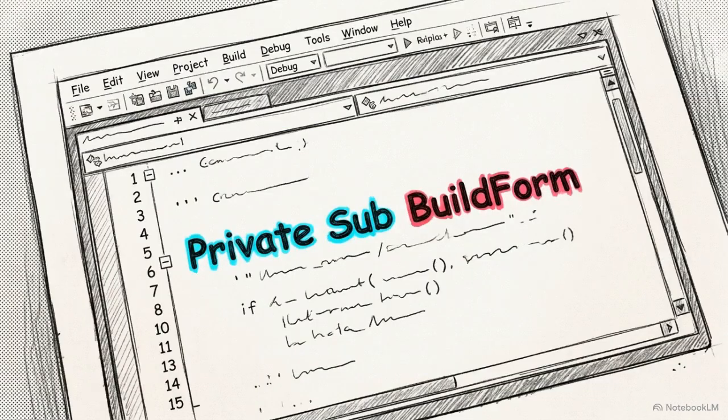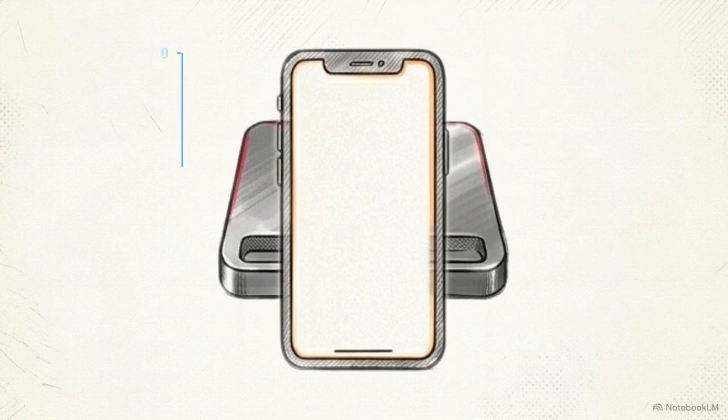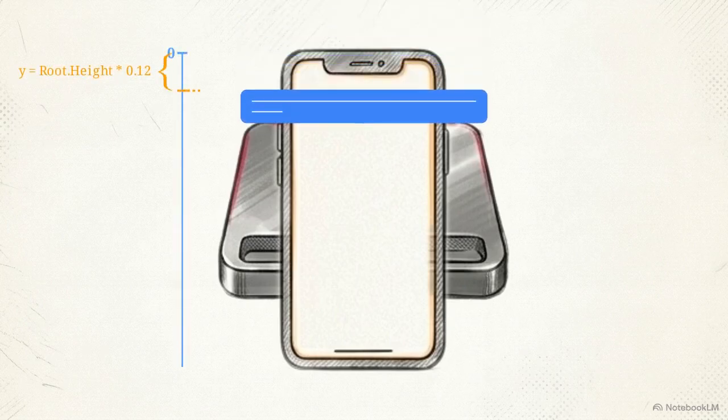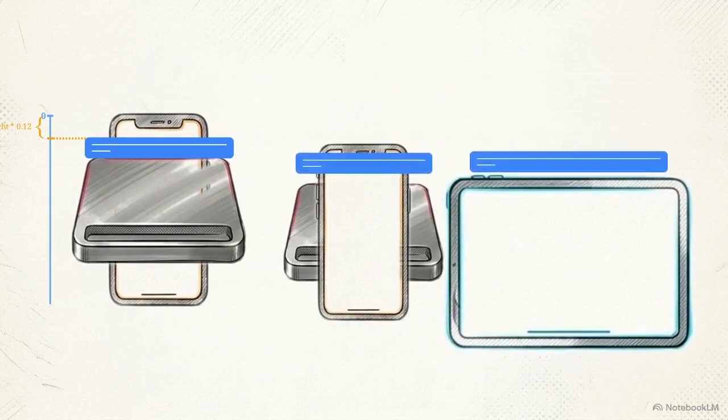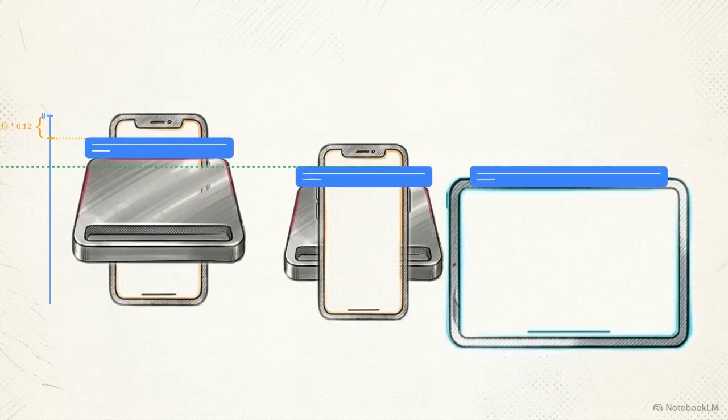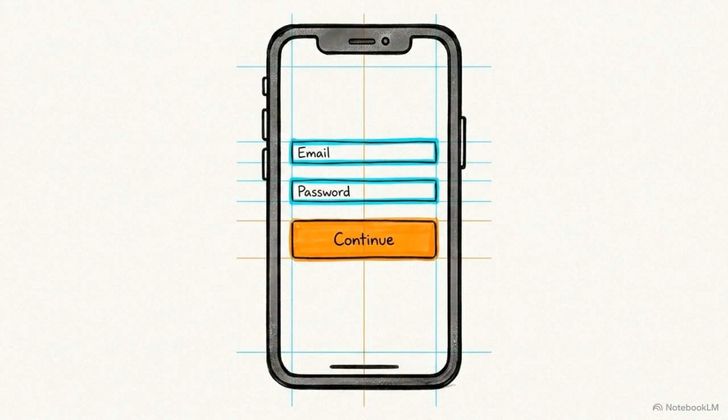Inside our code, the build form subroutine handles this layout. It stacks our UI controls from top to bottom by tracking a specific Y coordinate position. The mathematical logic here sets the starting Y coordinate at 12% of the root height. This ensures the content starts at a consistent distance from the top of the screen, regardless of the device's physical size. This mathematically spaced, scrollable foundation provides a predictable environment that handles native UI interruptions without requiring manual adjustments for every screen size.